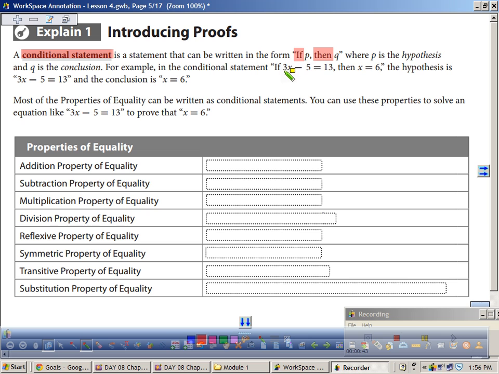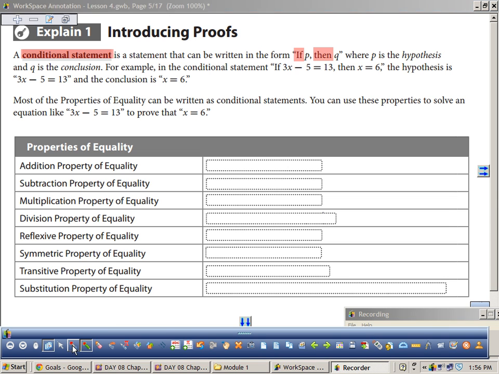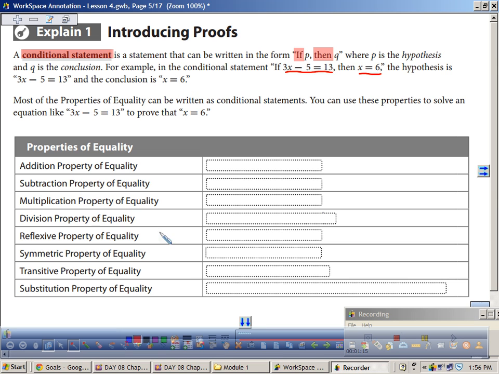So for example, in the conditional statement, if 3x minus 5 equals 13, then x equals 6: if I know that this is true, then this must be true. The hypothesis is the beginning part, and the conclusion is the final part. Most of the properties of equality can be written as conditional statements. You can use these properties to solve an equation like 3x minus 5 equals 13 to prove that x equals 6. So let's just briefly go over these properties.